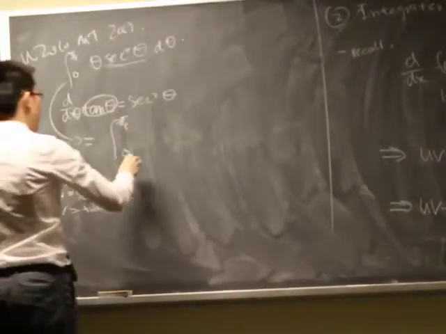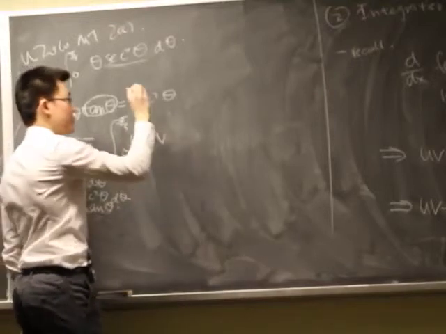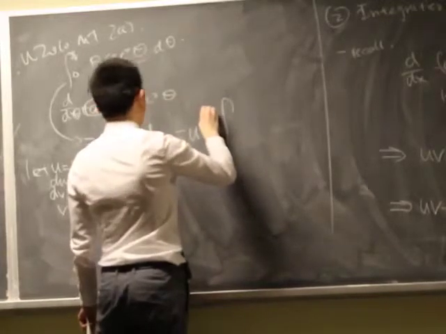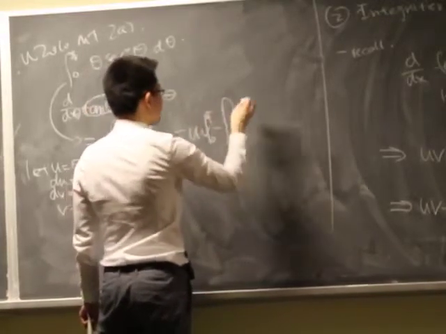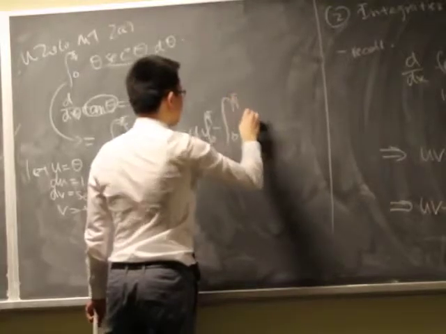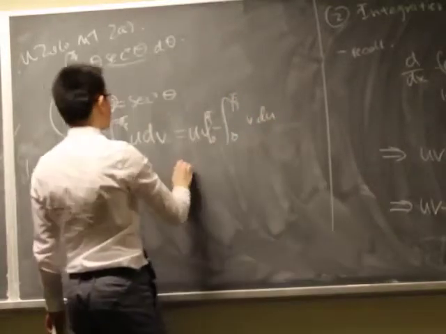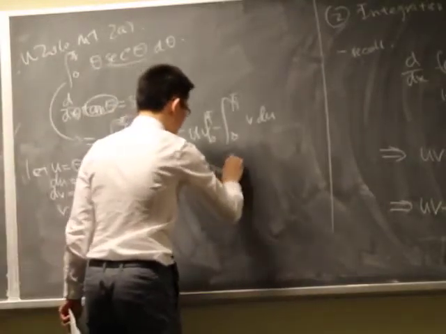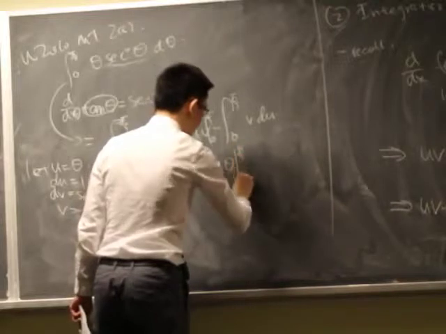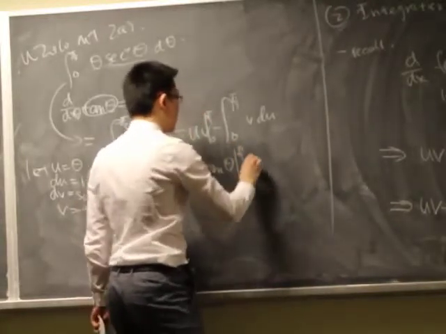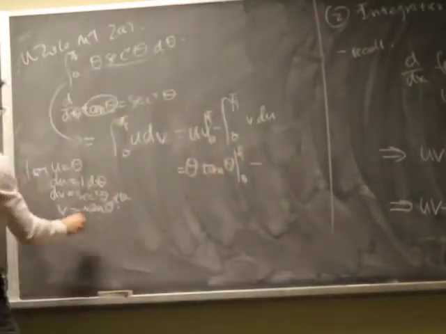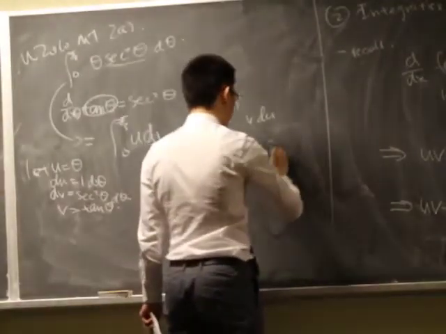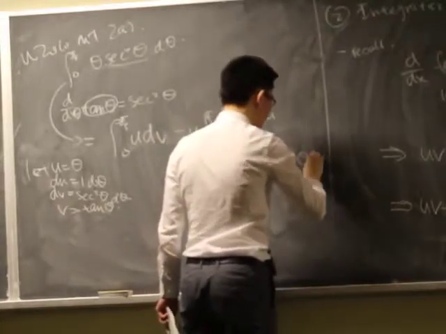All right, so this has now become an integral of u dv, which is uv minus the integral from 0 to pi over 3 of v du, which is equivalent to theta tangent theta from 0 to pi over 3, minus, with v being tangent and du being 1, the integral of tangent theta d theta.